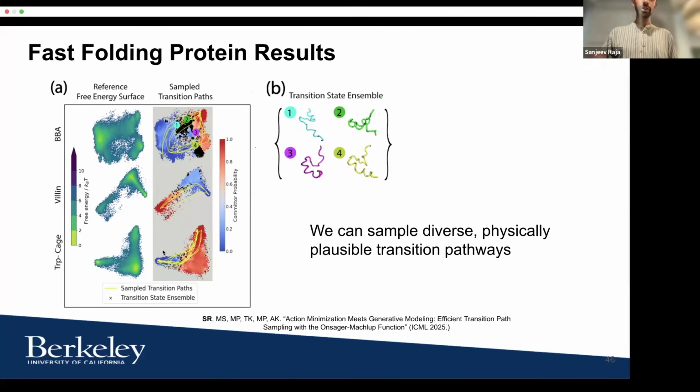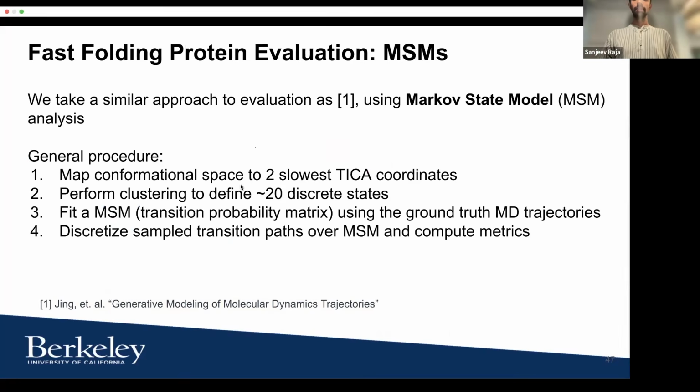So you get transition paths which are fairly physical. And in the case of the BBA protein, where there's bimodality or heterogeneity in how the transition occurs, we can actually capture multiple ways in which that transition occurs, which is nice. So we have diversity within the transition state ensemble, and, inspired by a paper that Hannes and Bowen wrote, we used a similar evaluation metric to evaluate how good these transition paths are.